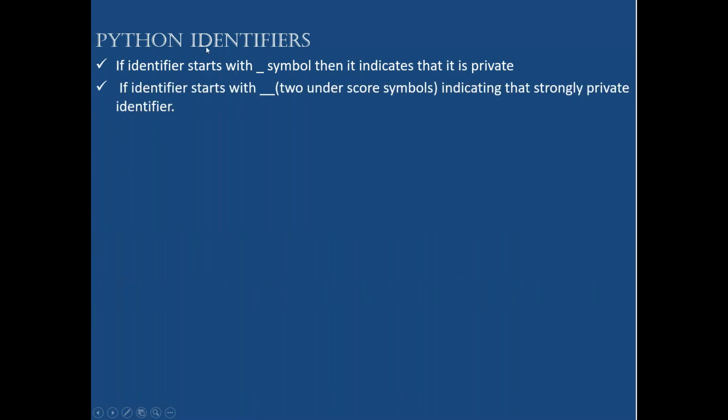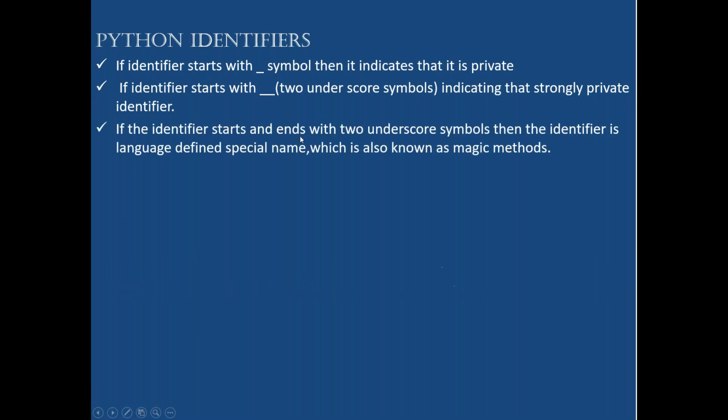Now, for a Python identifier, if it starts with an underscore, it indicates it's private. If it starts with two underscores, it indicates a strongly private identifier. If the identifier starts and ends with two underscores, then it is a language-defined special name, also known as a magic method. We are seeing percent SQL, percent Python; we call these magic methods, right?